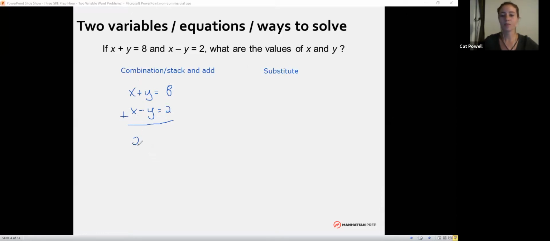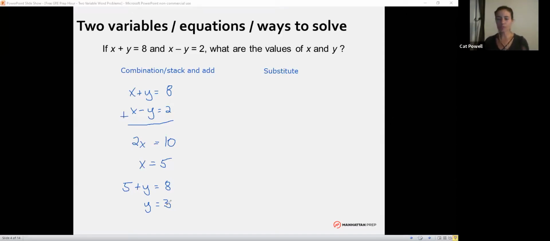X plus x is 2x, y minus y cancels out, 8 plus 2 is 10. Now I can solve for x. And then I could plug that value back into one of my equations to find y. So really nice, stack and add them, my goal being to cancel out one of the variables.